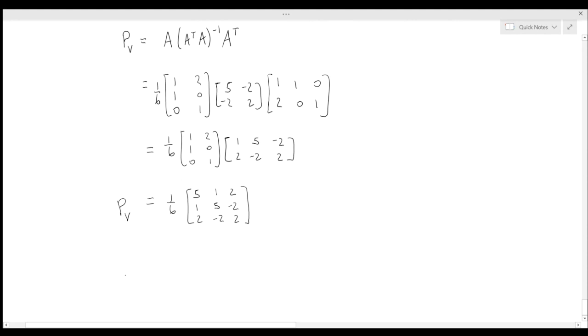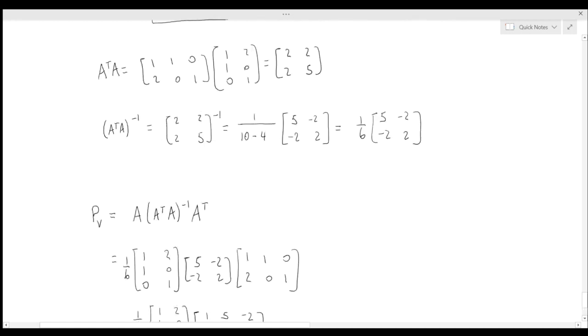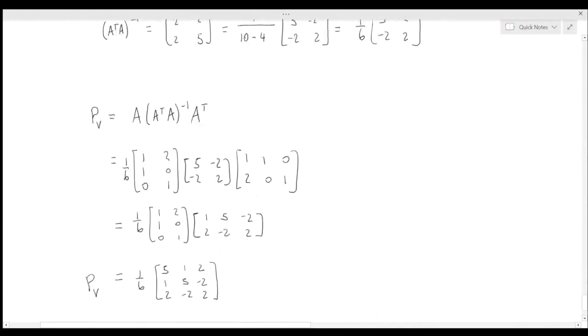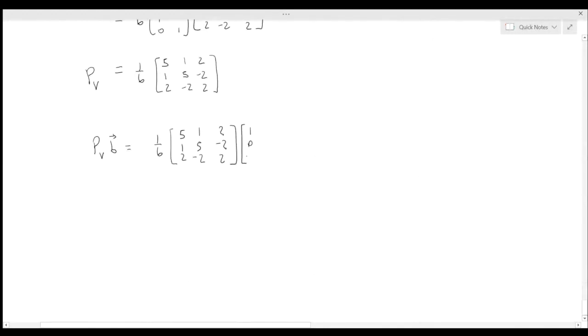And then finally, the projection matrix times vector B would give us the projection of B onto the plane V. Okay, so there's that. And then times vector B. And B in the problem was 1, 0, negative 1. So I'm just going to go ahead and finish up this computation. It's going to be 3, 3, 0.